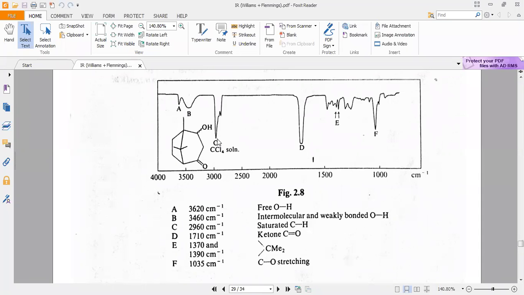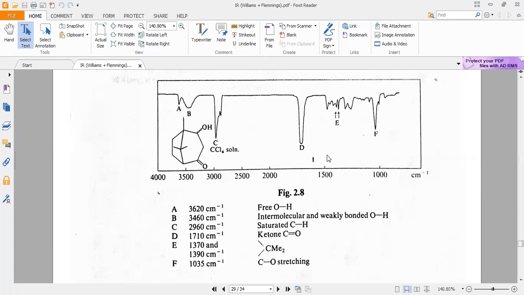Now look at the signal C. What is this? This is in a region of 2900 something. This is a value of 2960. This is only and only CH stretchings. These are CH stretchings, right? CH bending appears in this region. These are the CH bendings appearing in this fingerprint region, right? So this is the signal which is CH stretching. This is OH stretching, non-hydrogen bonded and hydrogen bonded signal.